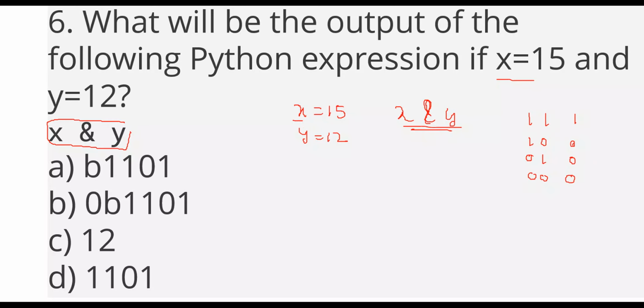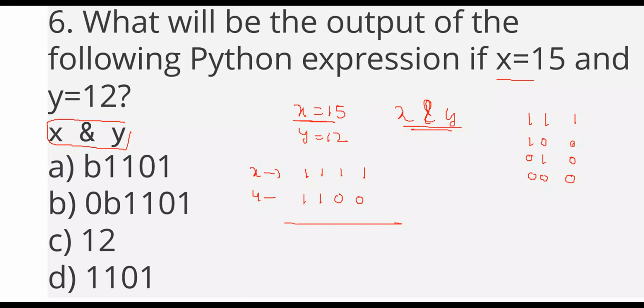So what is the binary equivalent of 15? The binary equivalent of x is 1 1 1 1. What is the binary equivalent of 12? Binary equivalent of 12 is 1 1 0 0.